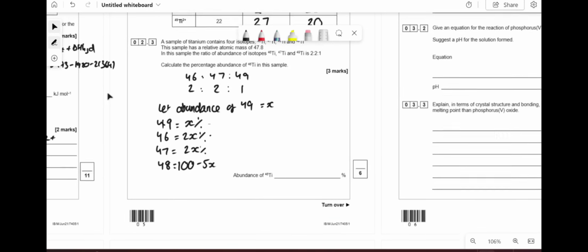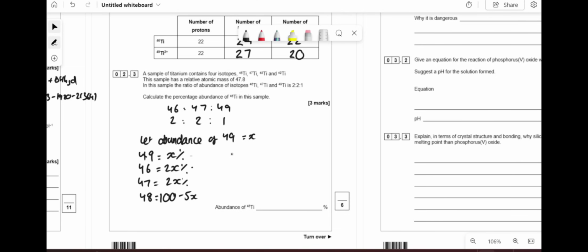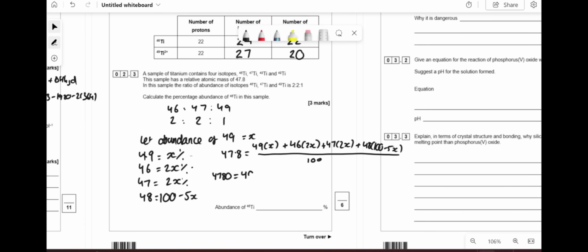Now the percentage abundance formula is your relative atomic mass equals every single abundance times the mass, over 100. So we're going to get 47.8 equals 49x plus 46 times 2x plus 47 times 2x plus 48 times (100 minus 5x), and that's all divided by 100. So if we times both sides by 100, we get 4780 equals, and I'm going to tidy this up now, 49x plus, what's 46 times 2? That is 92x plus 47 times 2, which is 94x, plus 48 times 100, which is 4,800, and then 48 times minus 5 is minus 240x. And I'm going to tidy up all the x's as well.